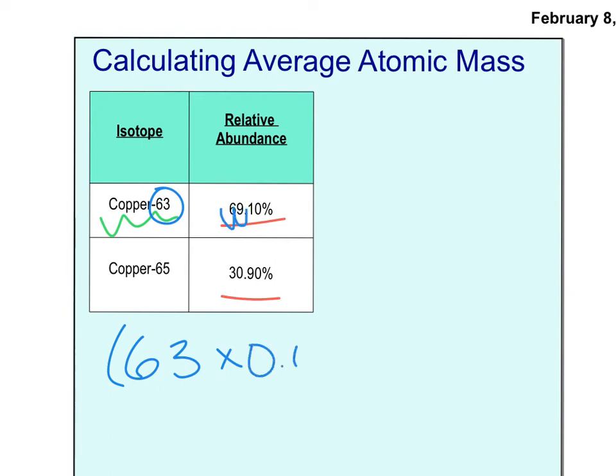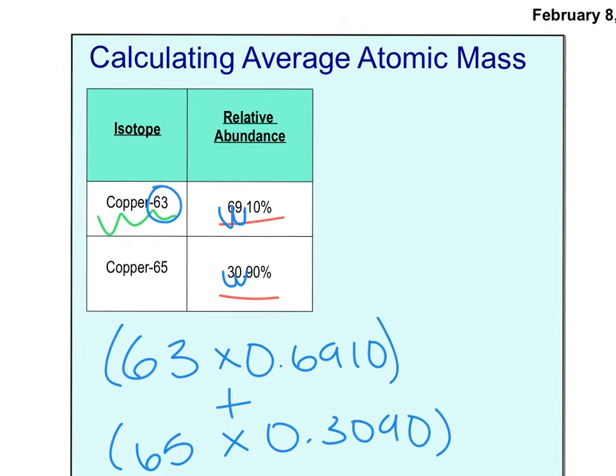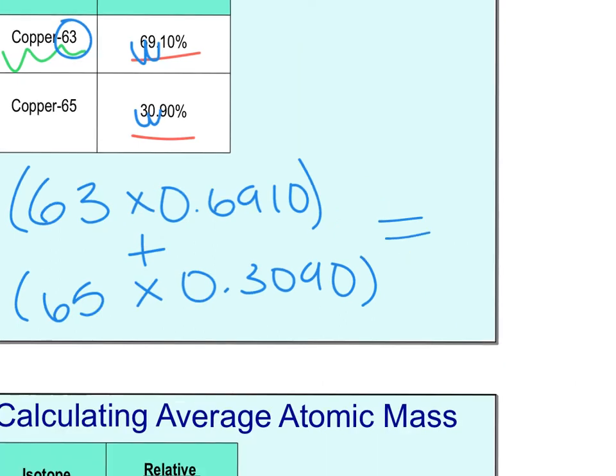So 0.6910. And I'm going to add that to the other isotope. So that mass is 65 multiplied by decimal notation 0.3090. Once you've got this written out and you calculate your final answer, you should get 63.618. Now, we did a calculation, so we are going to have to check our sig figs.